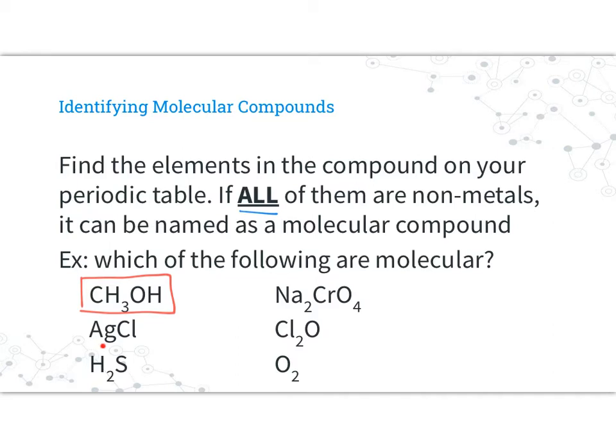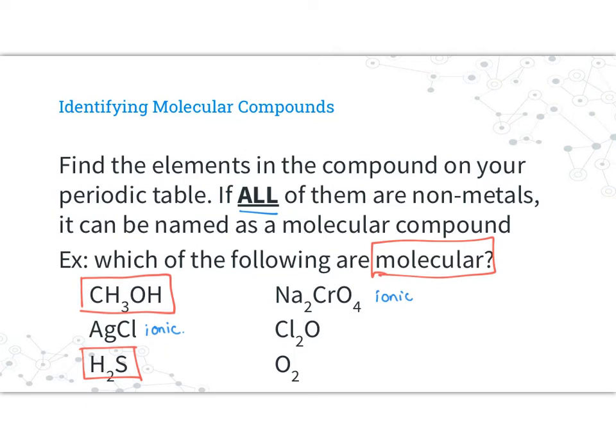In our second example here, Ag is a metal. It's listed in group 11 on our periodic table. Chlorine is a nonmetal, but the fact that there is even one metal here makes this ionic, so it is not molecular. Looking for H in our periodic table, it's a nonmetal, and S is also a nonmetal. So H2S is molecular. Na, Cr, and O. Looking on our periodic table, Na is a metal, therefore this is ionic. It cannot be molecular if there is a metal there.